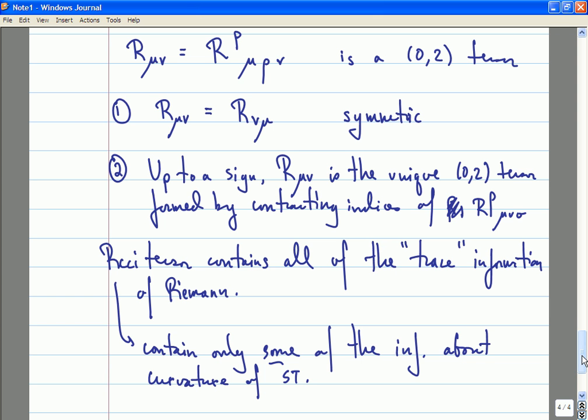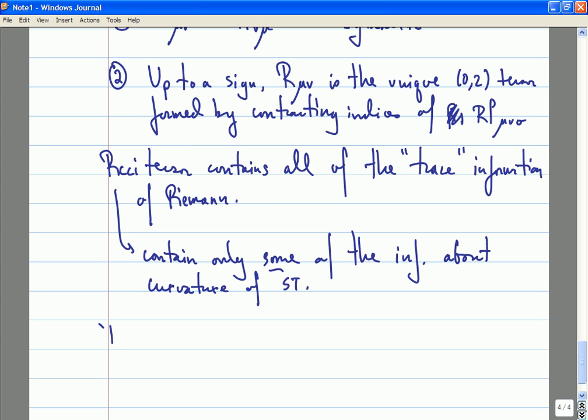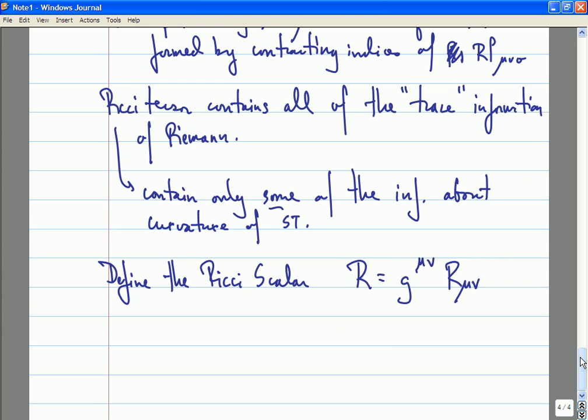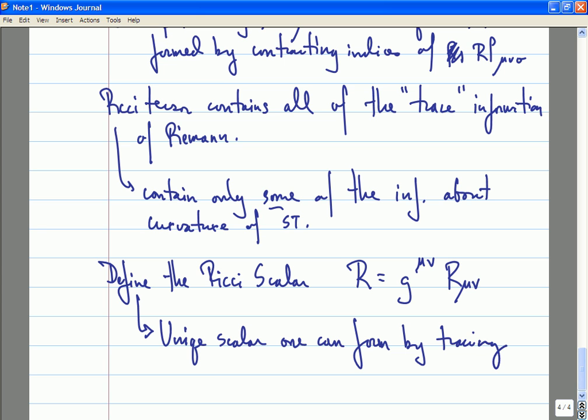Okay. So we also define what is known as the Ricci scalar, which is called R, and that is the trace of the Ricci tensor. And just as the Ricci tensor was the unique 0, 2 tensor one could form from the Riemann tensor, the Ricci scalar is the unique scalar that one can form by tracing over indices of the Riemann tensor.